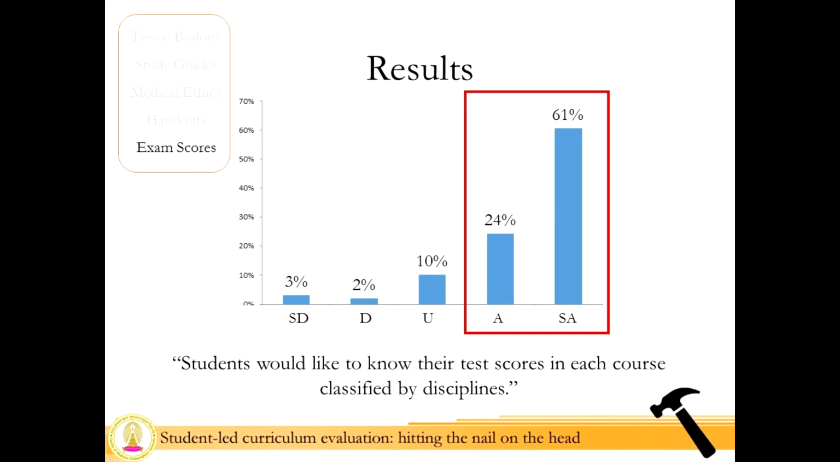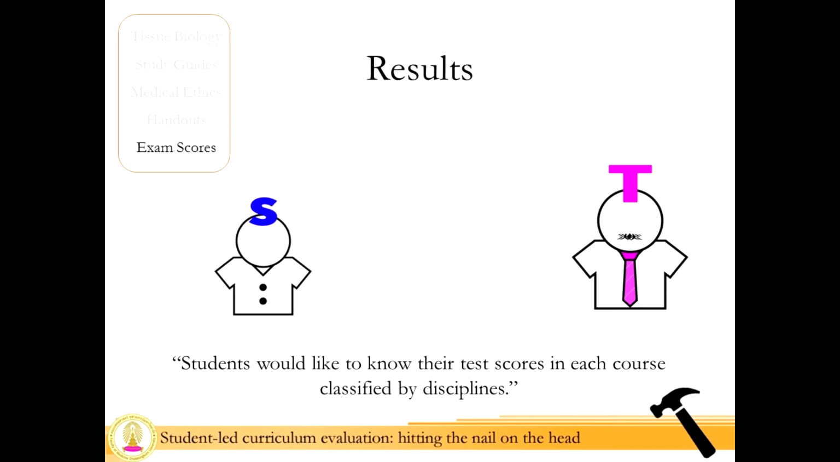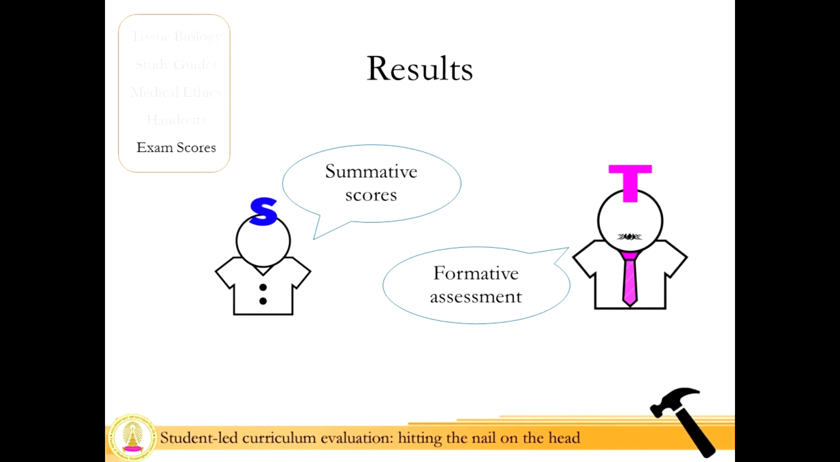35% of students would like to know the test score in each course classified by discipline. When we raised this issue in the curriculum committee, we expected feedback after the assessment. However, we were informed that the end-of-course assessment is intentionally summative, not formative, and each course committee has already organized formative assessment separately for students. This explanation helps us look at the same issue from another perspective, the teacher's perspective, which might not happen if student representatives were not in the curriculum committee.